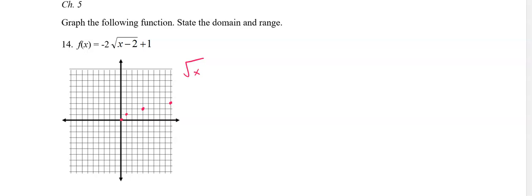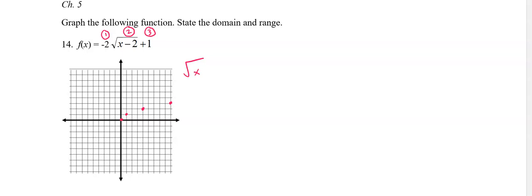And then applied to these 4 points are really 3 things. I'm going to start with multiplying by -2. Then I'm going to do the shift, and this means 2 to the right. And then I'm going to do the shift of 1 up. So just go in that order, and you'll be in good shape.